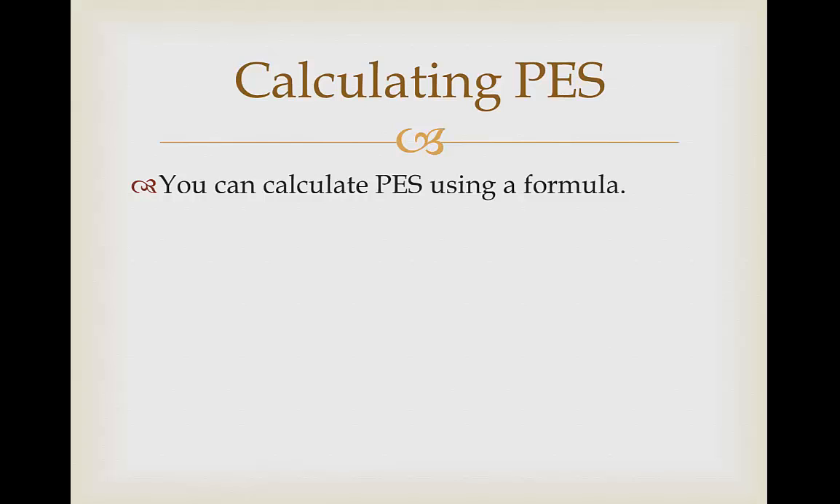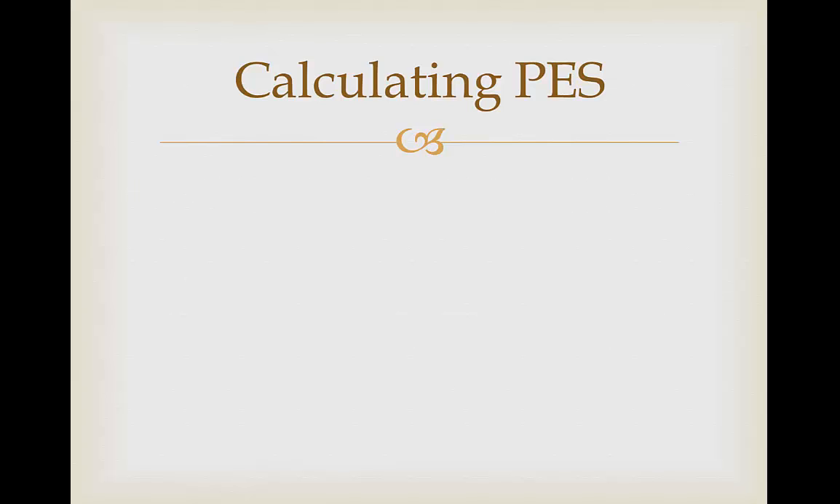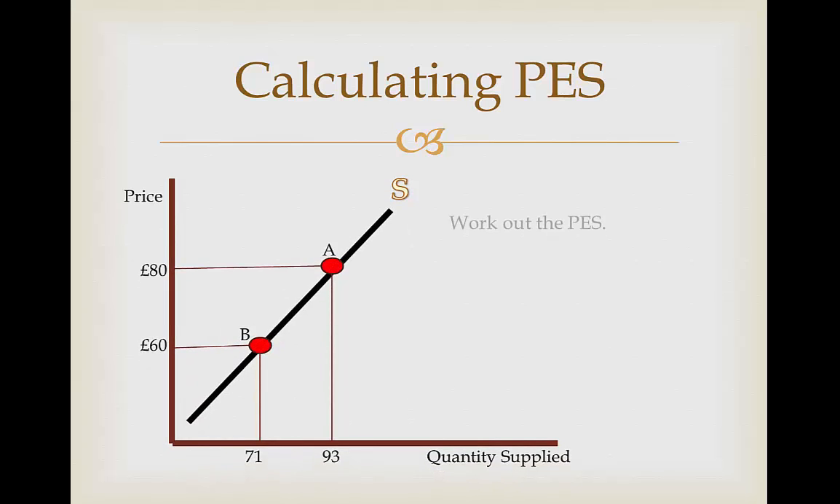We can calculate PES using a formula, and it's this: the percentage change in the quantity supplied divided by the percentage change in price. Now let's do an example. Here we have some data. We have to work out the PES.